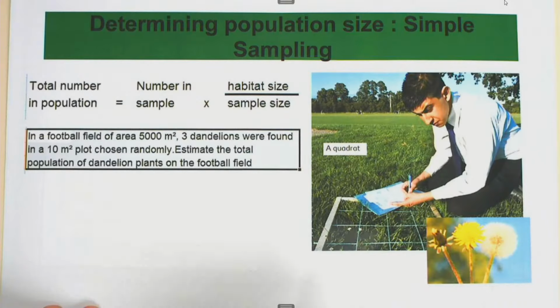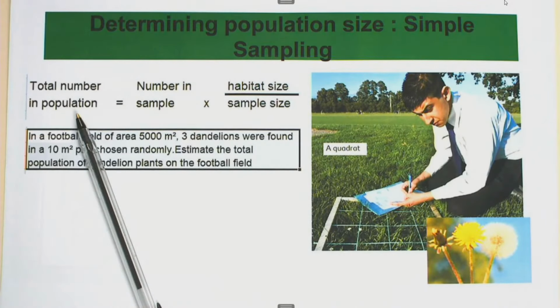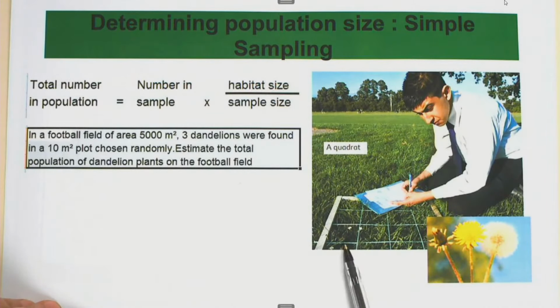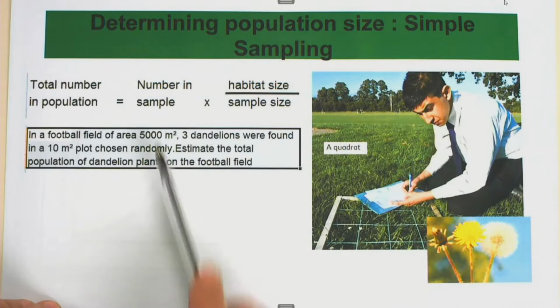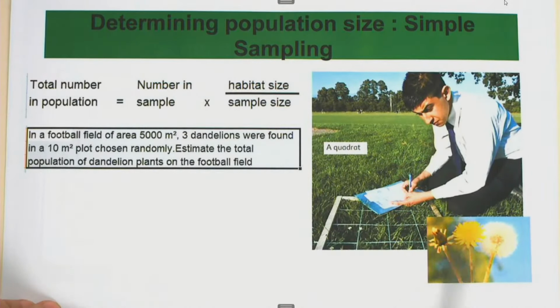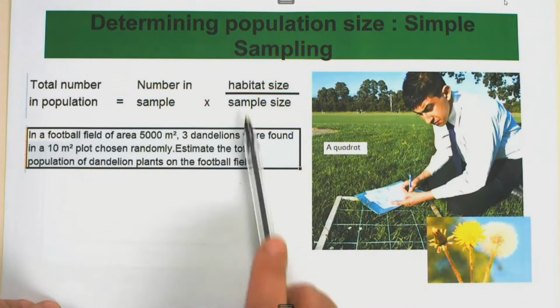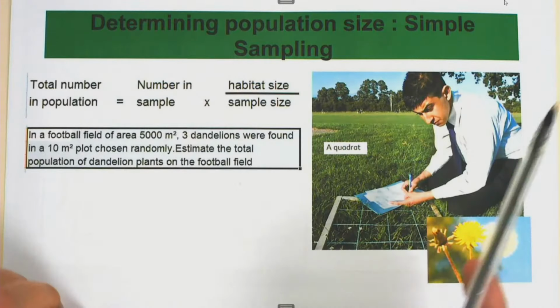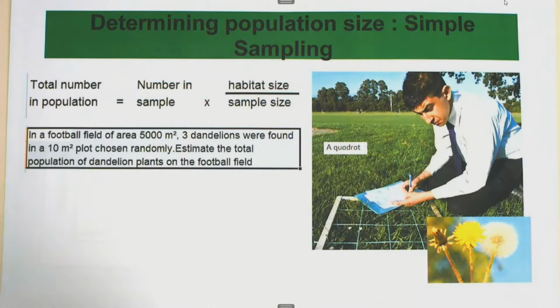So now we use this formula. We say the total number in the population will be the number in the sample. There I can see 3, for instance. So what is happening is you're counting how many of them you have in this sample, and then you know what the size of this quadrat is. Okay, so the number in the sample is multiplied with the habitat size, in other words, the size of this whole field, and then divided by the sample size, which is the size of this quadrat, and then the answer that I get can give me an indication. So let's have a look.